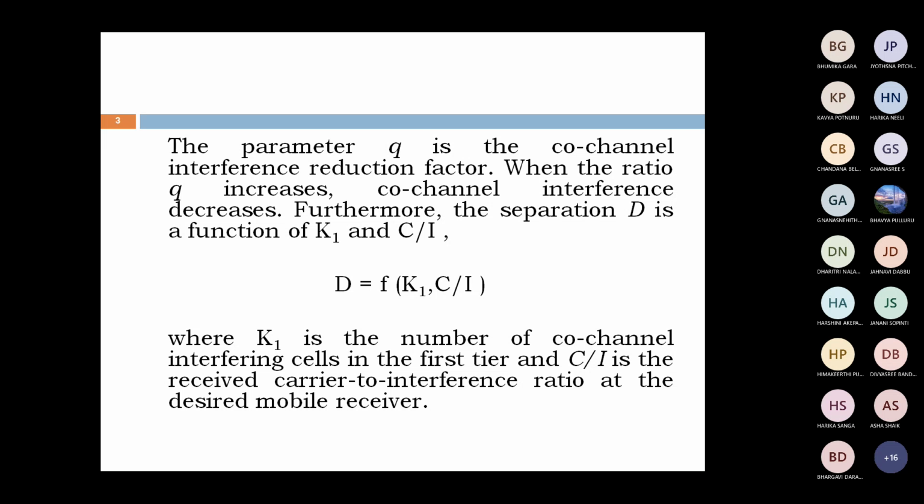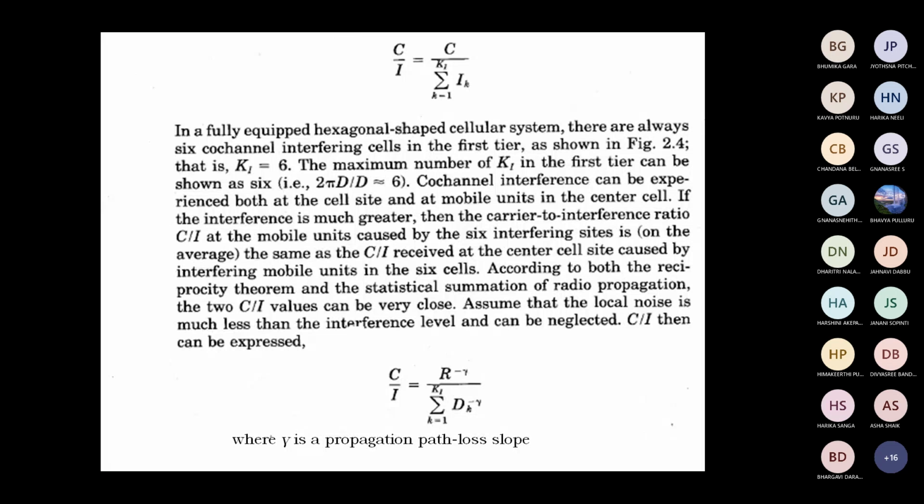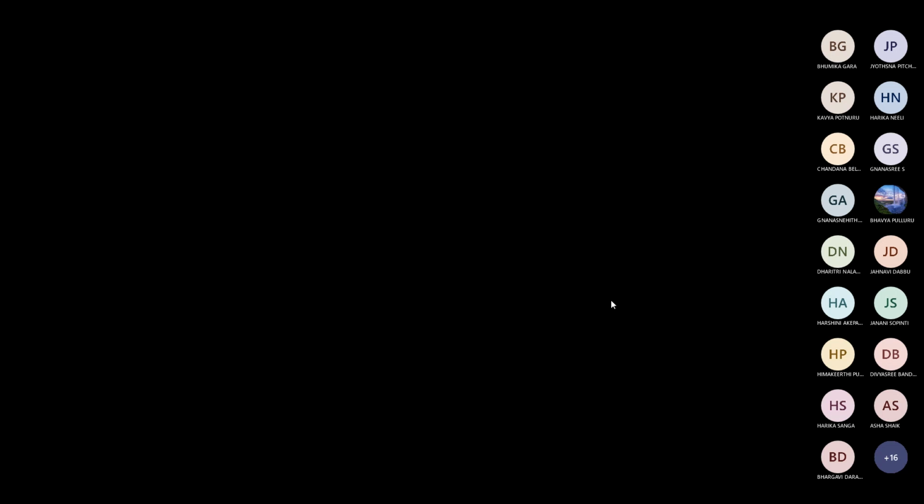Carrier to interference ratio. How to calculate the carrier to interference ratio? C by I equals C divided by how many interference cells? That is C divided by the summation of k equals 1 to K1 of Ik. C by I equals C by the summation of k equals 1 to K1 of Ik. Right. Now I am taking an example for this, to show how to calculate the C by I ratio.